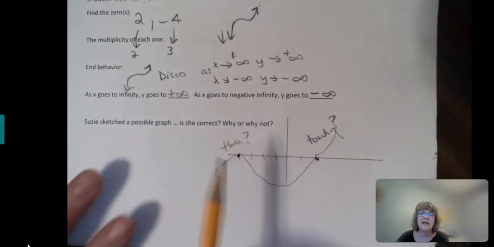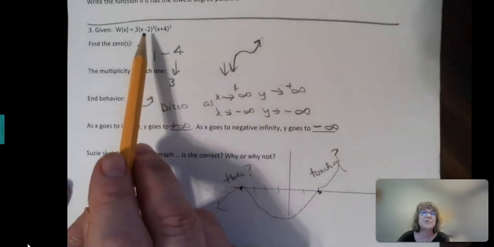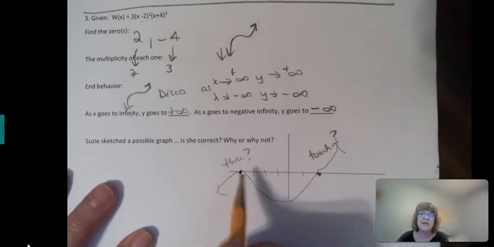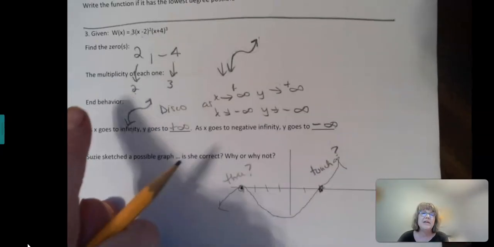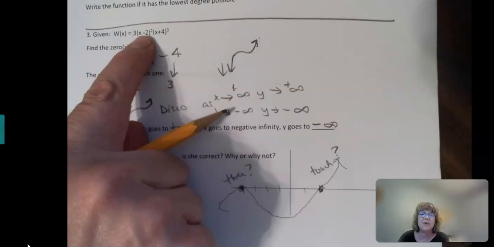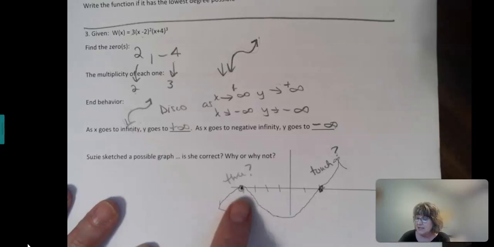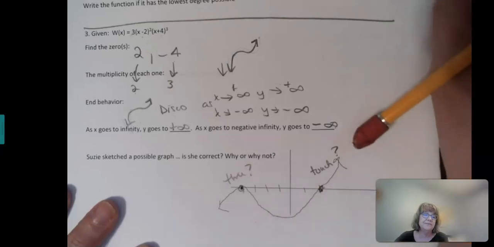Now, could this be the sketch? It has 2 changes in direction, and being 5th power, it can have at most 4 humps, so this is fine. It has an x-intercept there and an x-intercept there. The problem is that this one's even power, so it should be touching or bouncing there. And this one's odd power, it should be going through. So even though the end behavior is good, that's not what's happening there. All right, going to pause, move on.